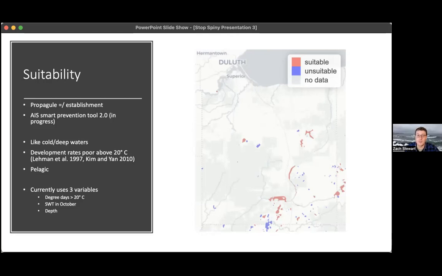But I think it can be a useful way to look at risk and just think, in Douglas County here, for example, we have quite a number of suitable lakes in the central and southern part of our county. And so those are good areas to potentially focus our prevention efforts and make sure that we're not giving spiny water fleas a chance to get started in there.